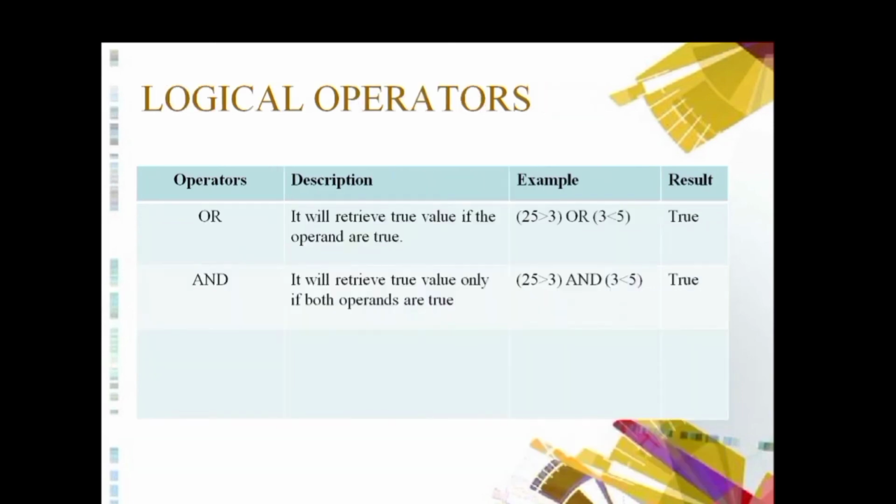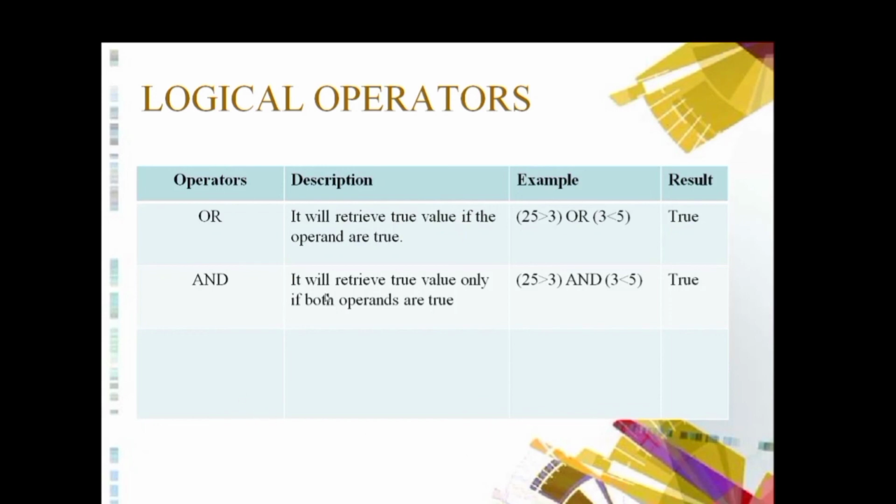And the next operators are logical operators, okay? Logical operators are used to check the logic between two or more than two values, okay? We have two logical operators, number one OR and number two AND, okay? AND is used to join two conditions, such that when both the conditions are true, it gives us the true result, okay? Whereas the OR is used to join two conditions such that when any of the two conditions is true, it gives us the true result, okay?